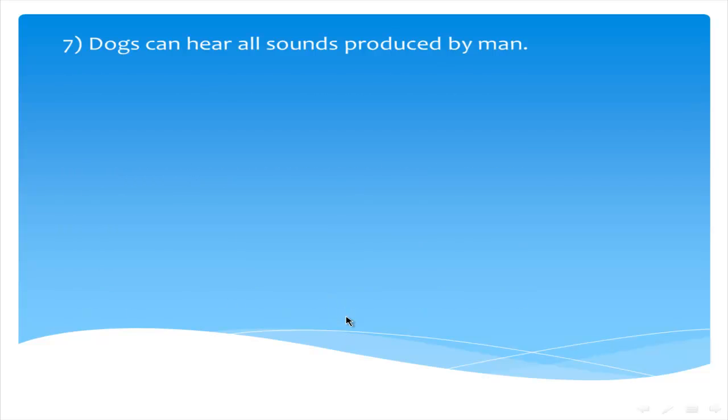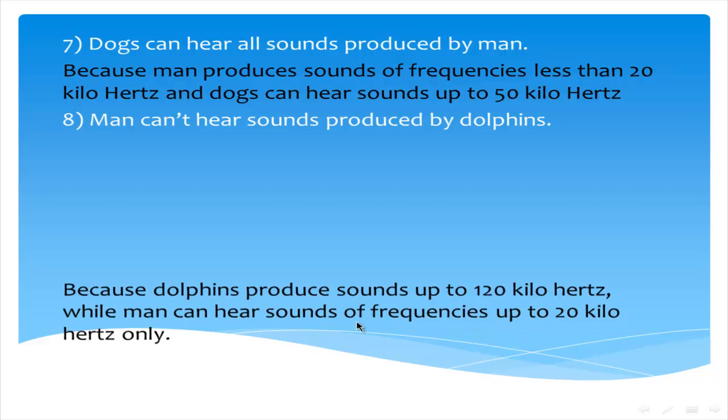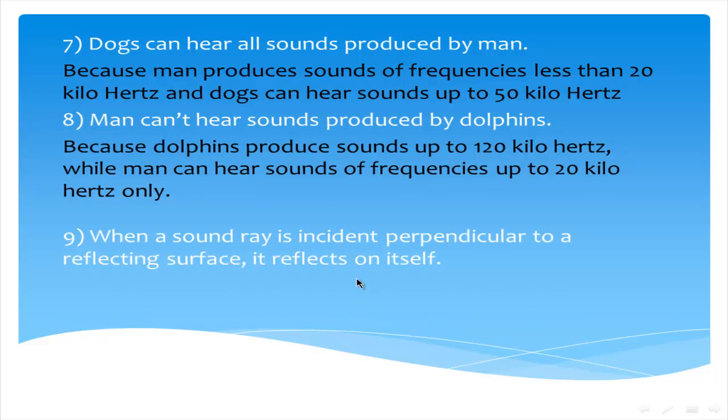Number 7. Dogs can hear all sounds produced by man. Why? Because man produces sound of frequency less than 20 kilohertz and dogs can hear sounds up to 50 kilohertz. Also the same for the dolphin. Man can't hear sounds produced by dolphins. Why? Because dolphins produce sounds up to 120 kilohertz, while man can hear only the range of frequencies from 20 to 20 kilohertz.